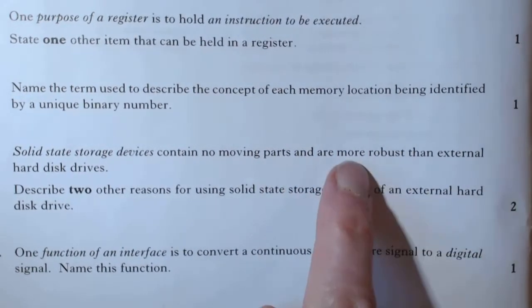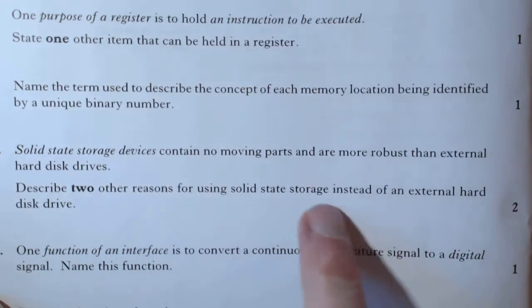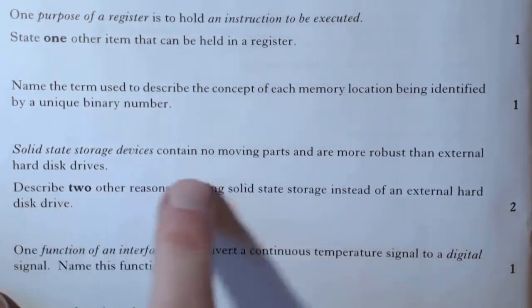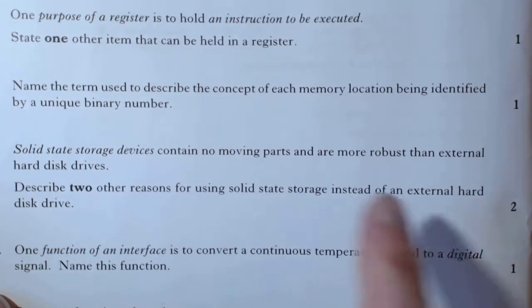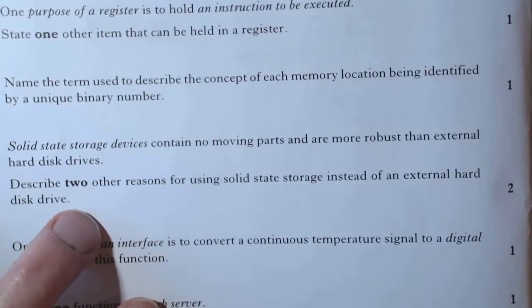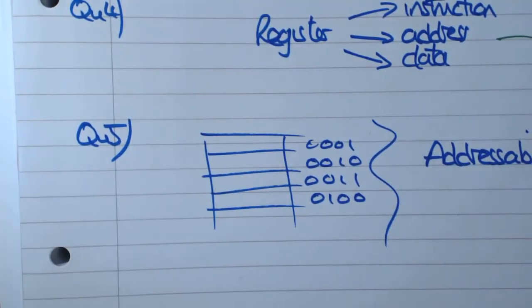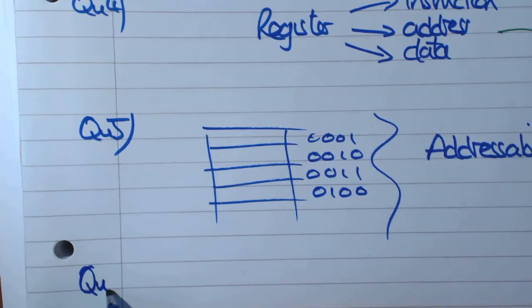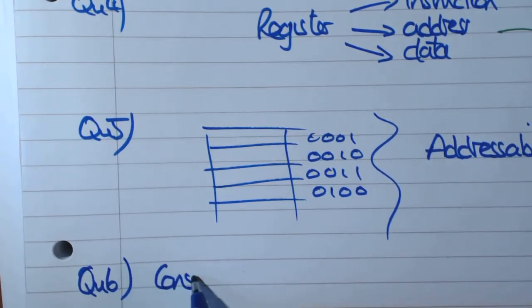Talking about solid state, no moving parts, so they've already told you one of the answers. Describe two other reasons. Solid state, right, no moving parts means it's robust, it also means it consumes less power, so there's not any power spinning this disk around. Also a lot smaller as well. Faster read-write speed, so there's quite a few to choose from, and they're just asking you for two. So what we have is consumes less power.